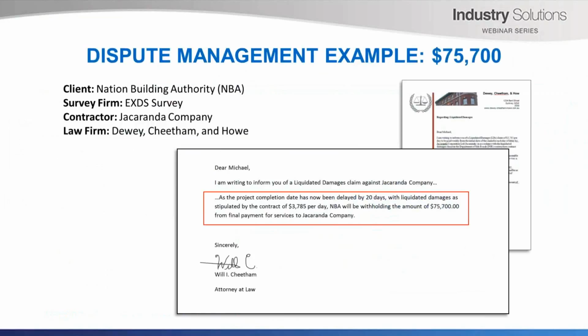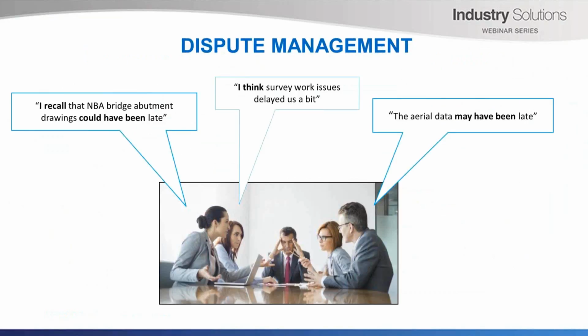For today's presentation, we'll be looking at an example dispute involving the Nation Building Authority, EXDS Survey, and the Jacaranda Company. The Jacaranda Company has just received a letter from the NBA law firm of Dewey, Cheatham & Howe. The letter is to inform Jacaranda of liquidated damages of $75,700. This is due to a claimed 20-day project delay. Following the notification, a meeting is held at Jacaranda to determine a plan of action.